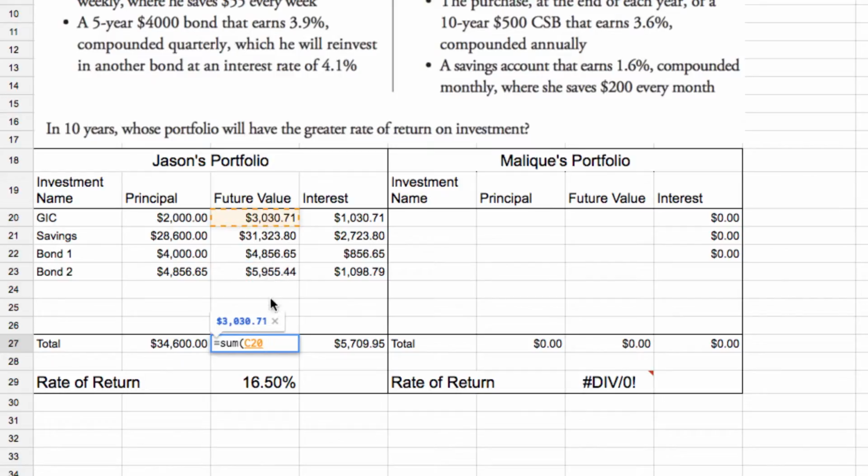Can I do it together? No. So I got to do it. So I'm going to say this plus this plus this. All right, so 40,000. Okay, so there's his rate of return.